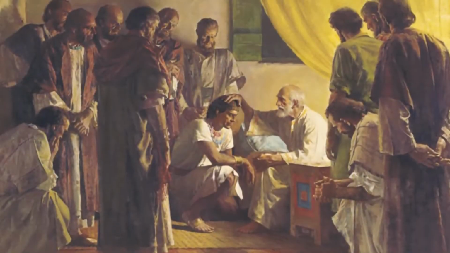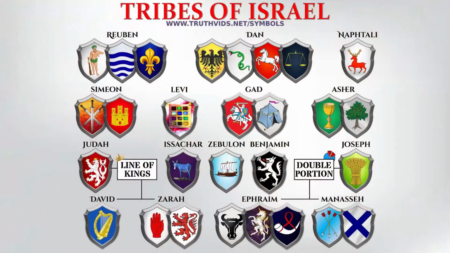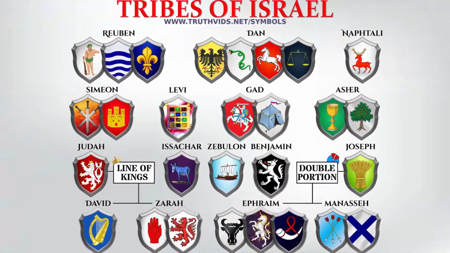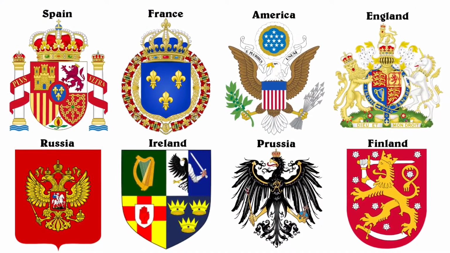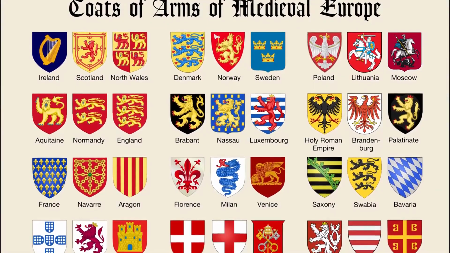When Jacob blessed his 12 sons, the children of Israel, he gave each of them particular blessings, which over time became the symbols of their house. So where do we find all these Israelite symbols today? Well, all amongst the European symbols, heraldry and coat of arms. Could there be a link?